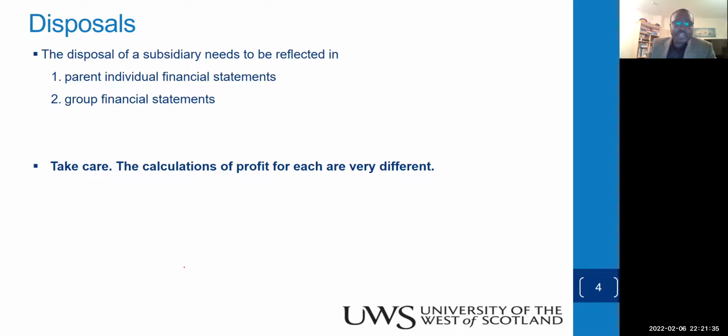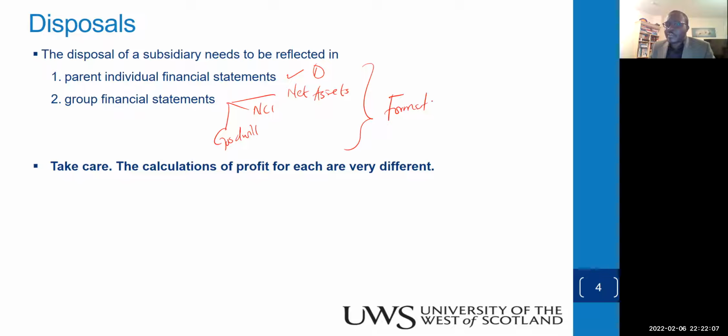All right. Okay, so disposals, we're looking at reflection. How should it be reflected in the parents' individual accounts and then in the group? Like I said, the calculations are different for both sides. This is pretty straightforward, but here we need to consider our goodwill, okay? We need to consider our NCI and then net assets, okay? And in fact, the formats are different, okay?